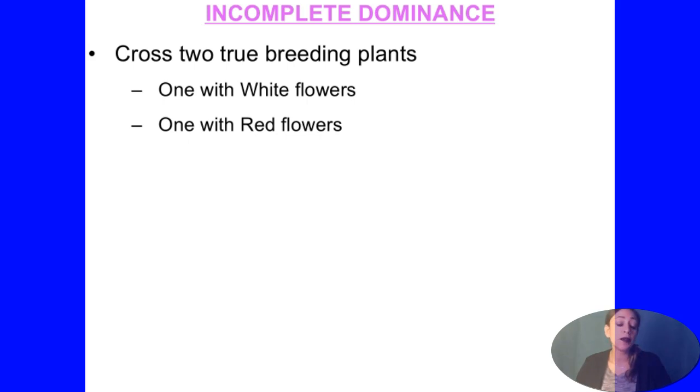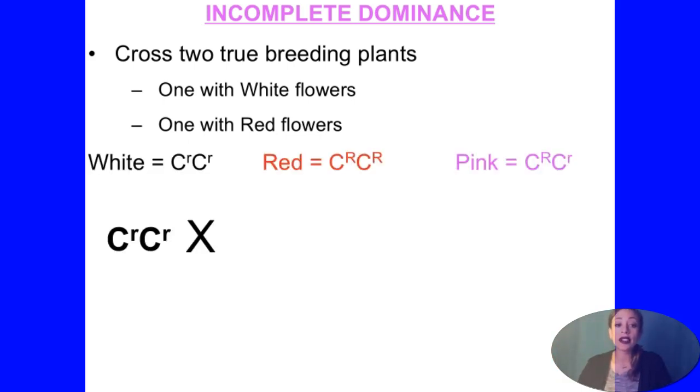So once again, incomplete dominance is when we are crossing two true breeding plants. So that would be all red flowers crossed with all white flowers. That is what we said was going to give us our third intermediate or blended phenotype, which would be our pink in this example. So let's go ahead and go through an actual cross of one.